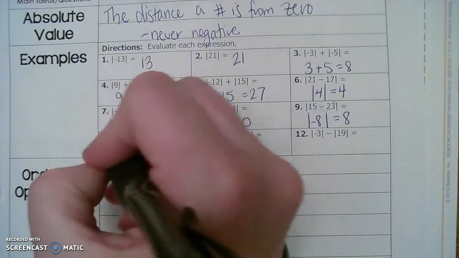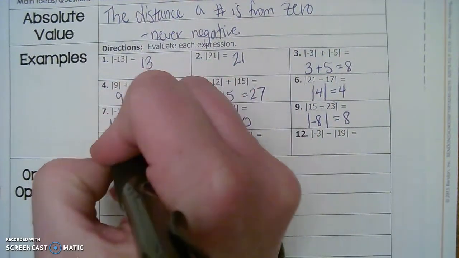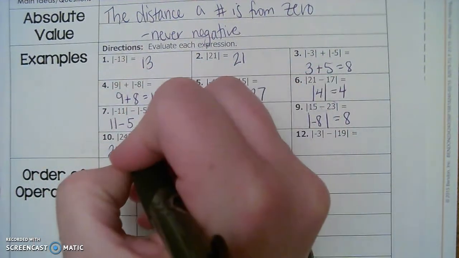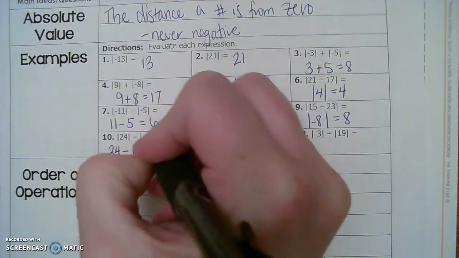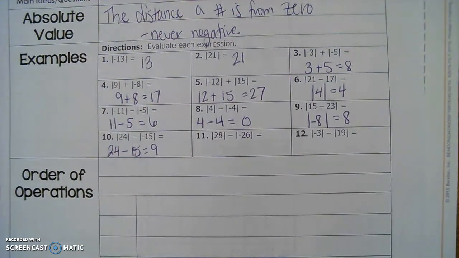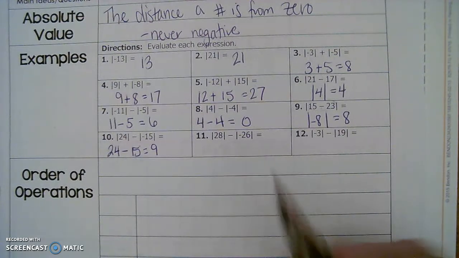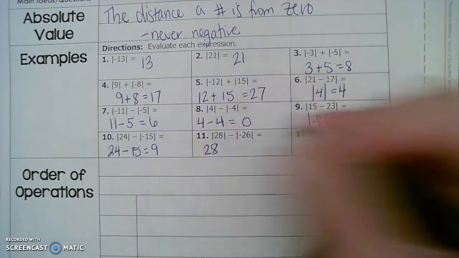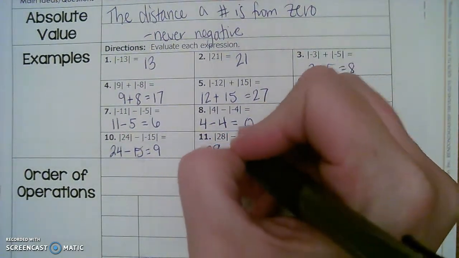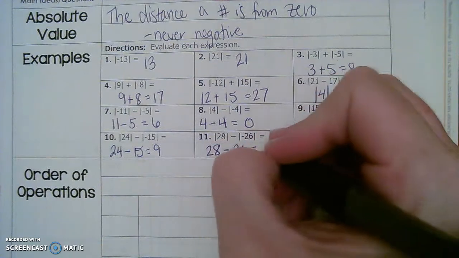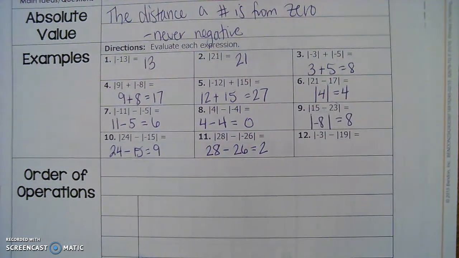Number 10, the absolute value of 24 is 24. Bring down the subtraction. Absolute value of negative 15 is 15. 24 minus 15 is 9. Number 11, absolute value of 28 is 28, minus absolute value of negative 26 is 26, and you subtract to get 2.